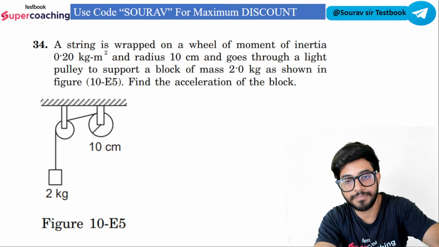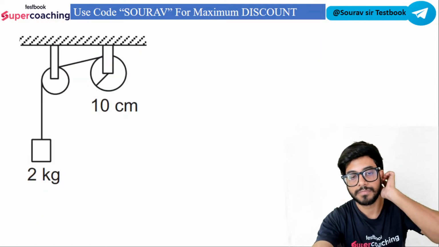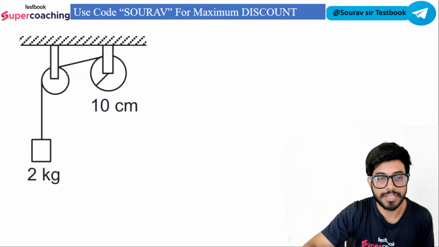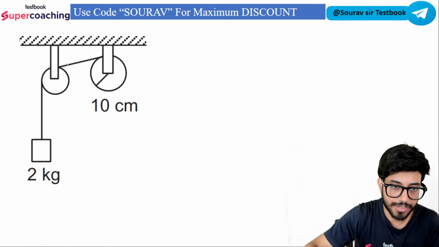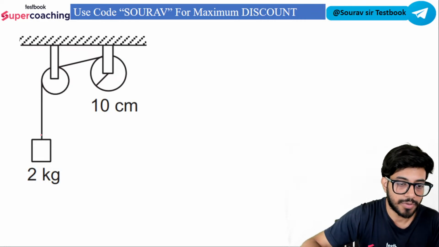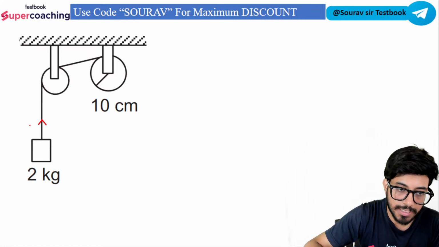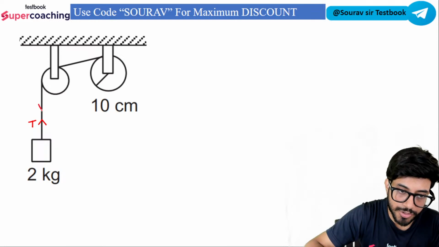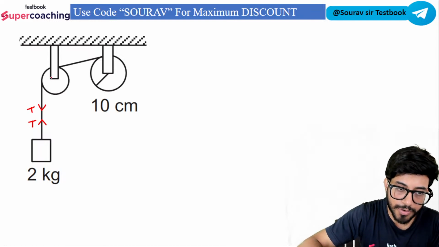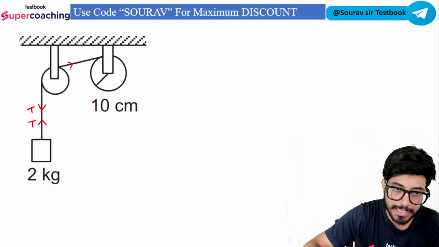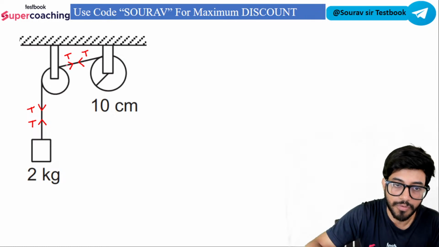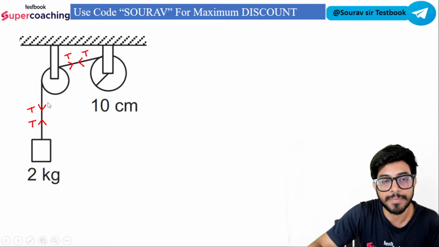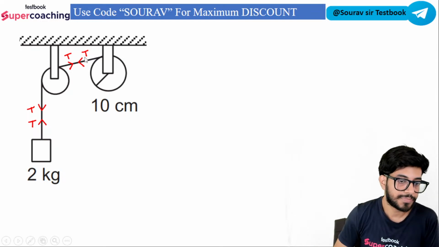I think you all can see this figure. This one is not rotating, this one is rotating, right? Since this pulley is not rotating, the tension on both sides has to be the same. The tension on the block is T, and the tension on that pulley should be T as well. Over the same rope the tension should be the same.